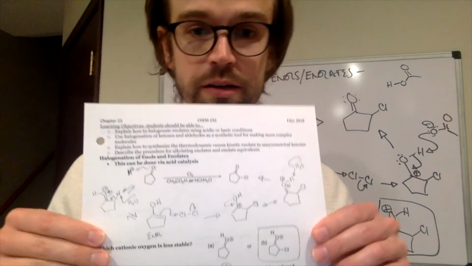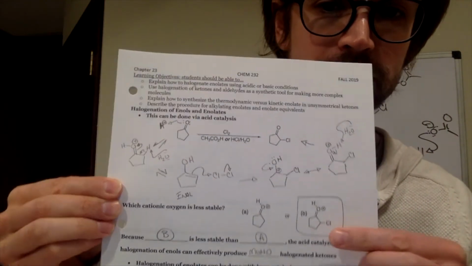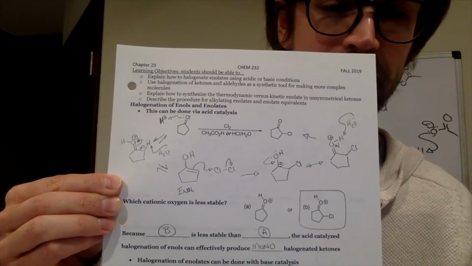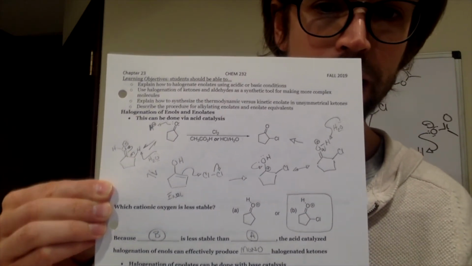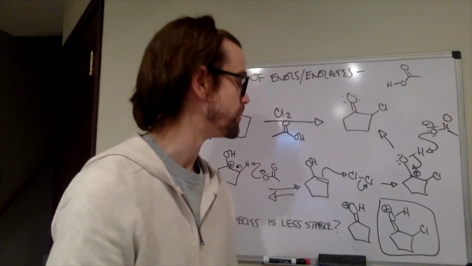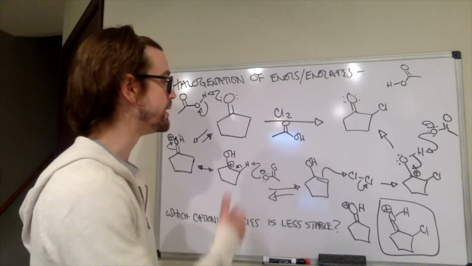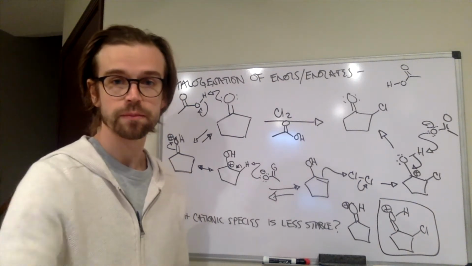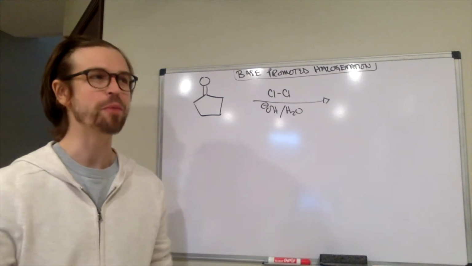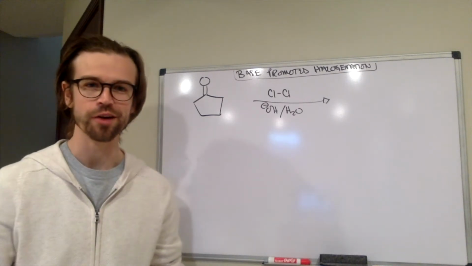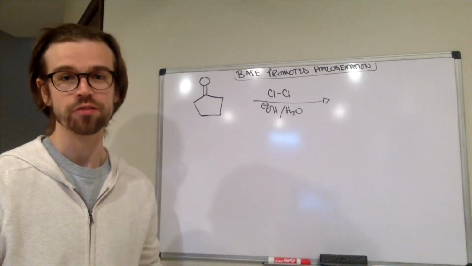What is there? Because B is less stable than A, so here's B right here, the acid-catalyzed halogenation of enols can effectively produce monohalogenated ketones. So if we want a single halogen on a ketone, we will use these conditions to do that. Right, so we can do acid-catalyzed or acid-promoted halogenation of ketones, but we can also do base-promoted halogenation of ketones.